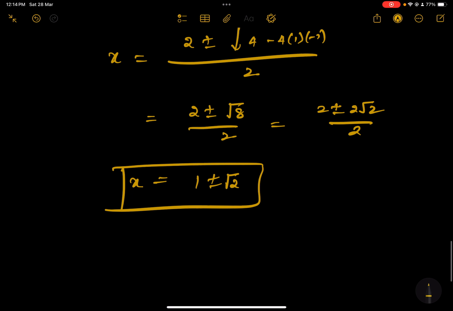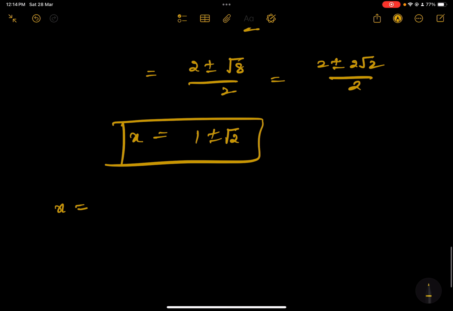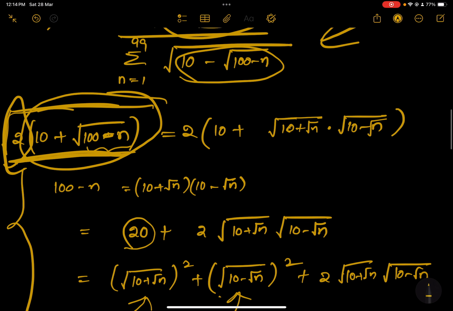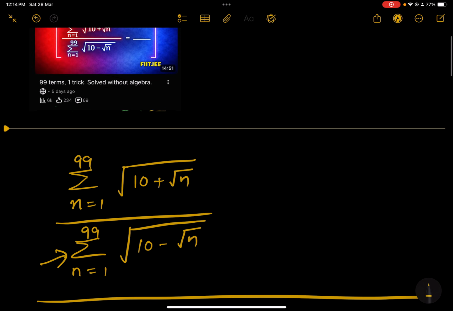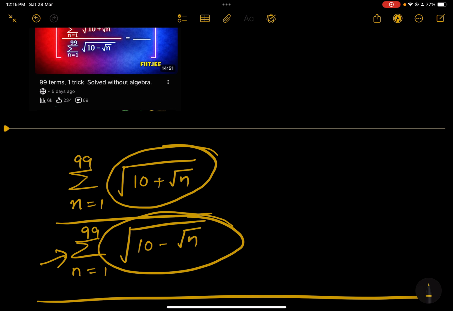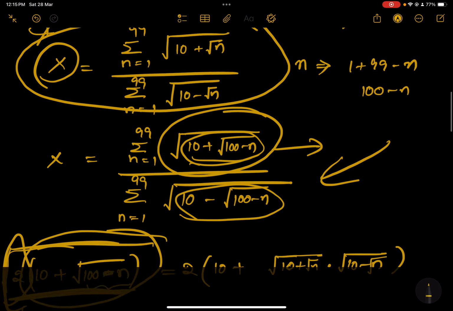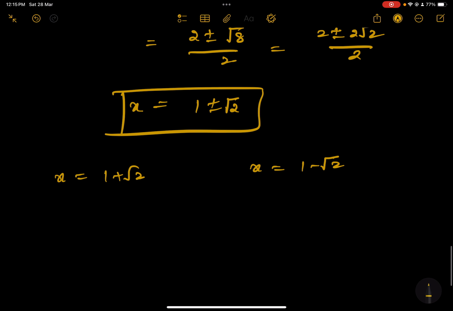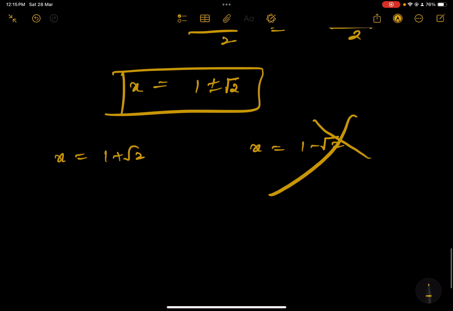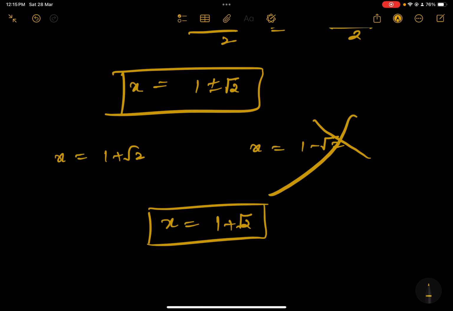So now if you check, x is equal to 1 plus root 2 is a positive quantity, x is equal to 1 minus root 2 is a negative quantity. Now, if you carefully observe, this is under square root. So every term in the numerator is positive, and every term in the denominator is positive. So therefore, there is no way that you're going to get a negative value as an answer. So therefore, this is ruled out. So x is equal to 1 plus root 2 is your answer. And that's it. We are done with the problem.